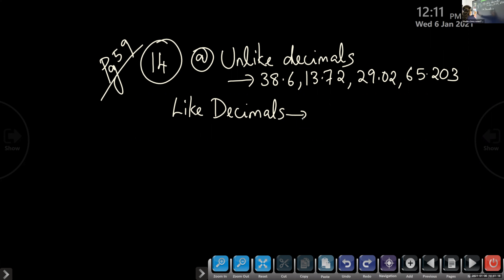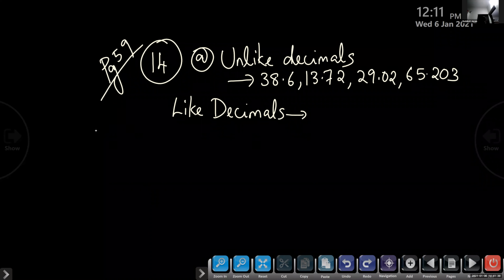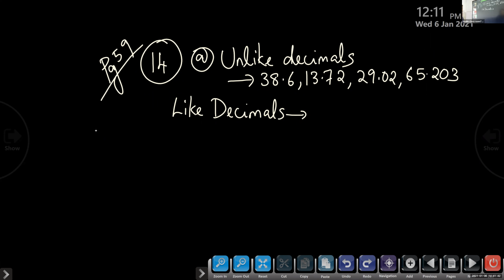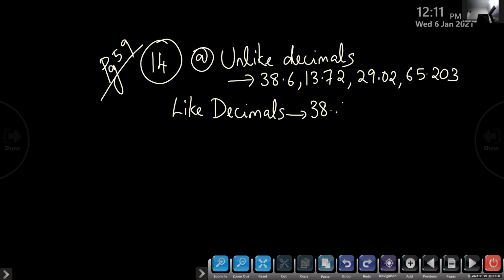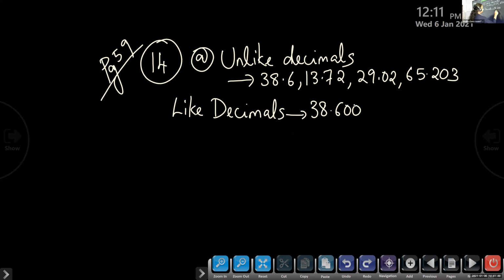Okay, Rohit, can you say the answer? Before that, tell me which number has the maximum number of decimal places? 65.203. How many decimal places? 3. So we should make all the numbers with 3 decimal places. Can you tell the answer? 38.600. How many zeros did you add? 2. Very good.